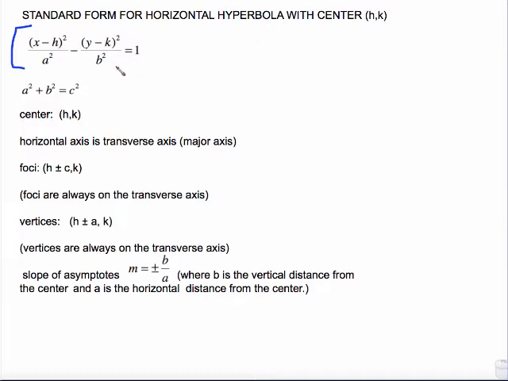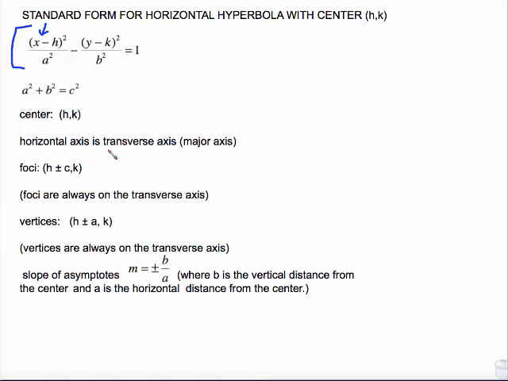Remember, with the hyperbola, what we're looking at to decide if it's horizontal or vertical is if x or y comes first. Because x comes first, it is a horizontal hyperbola. It has nothing to do with the size of the denominators. To find c, we use the formula a squared plus b squared equals c squared, like Pythagorean theorem. So the center is hk.